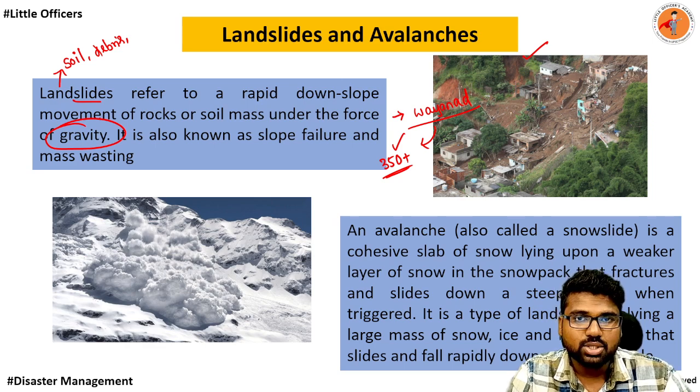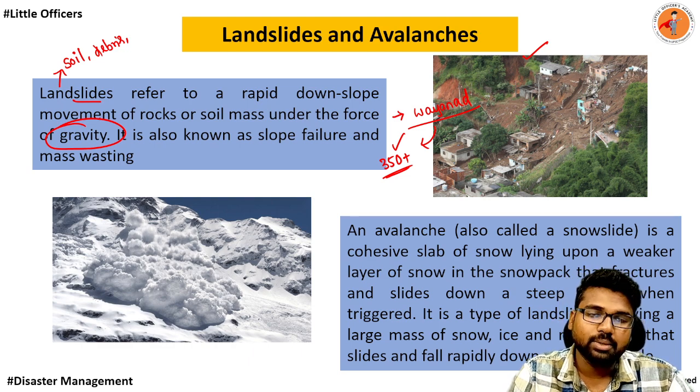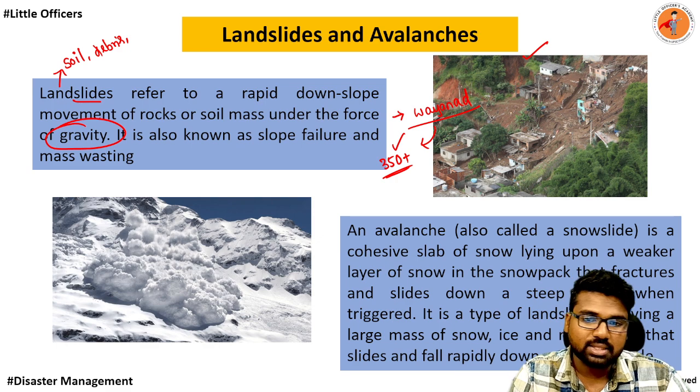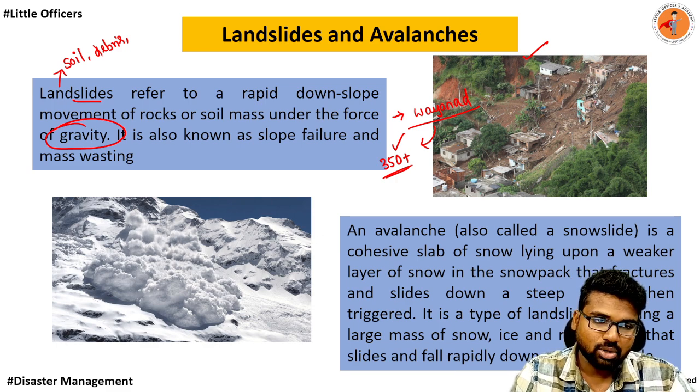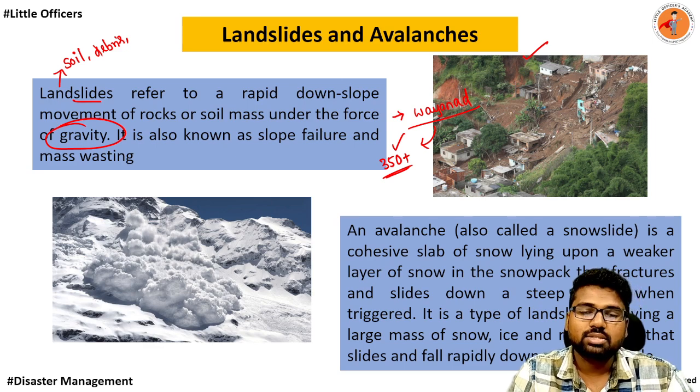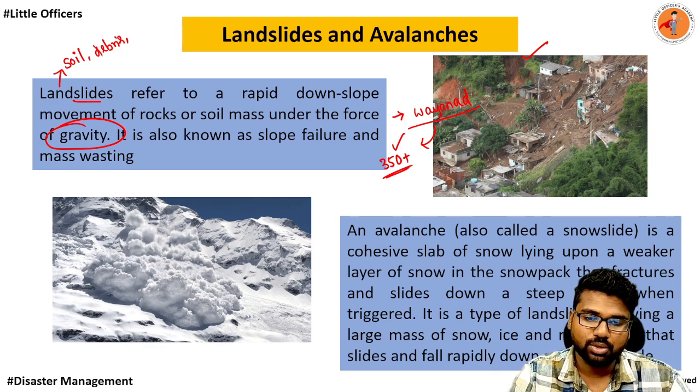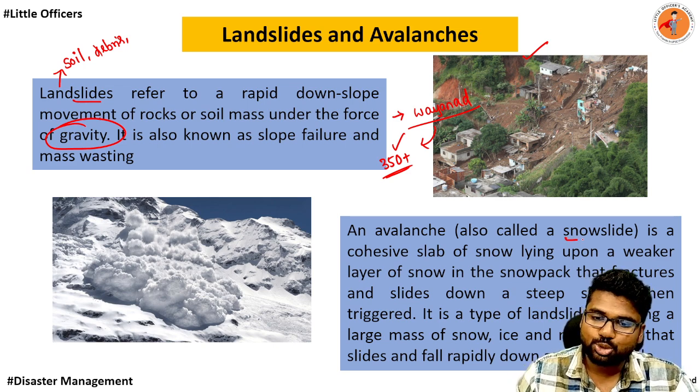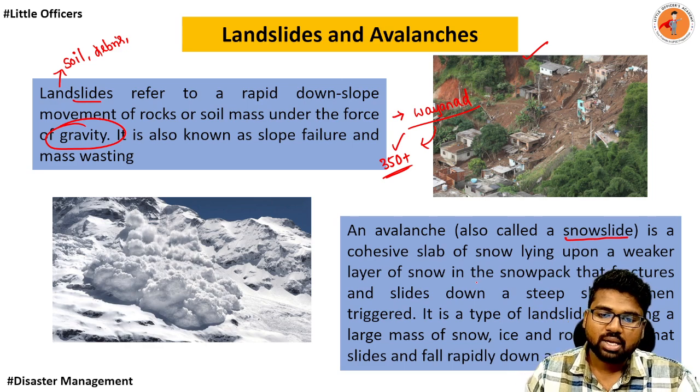Then what is an avalanche? It is a similar mechanism, where there is a movement of material due to either slope failure or gravity. The only difference is that here the material is not terrestrial material like rock debris or soil, it is snow. So if snow is the material in that kind of slope failure, we call it an avalanche. It is also known as a snow slide, because snow is the material.